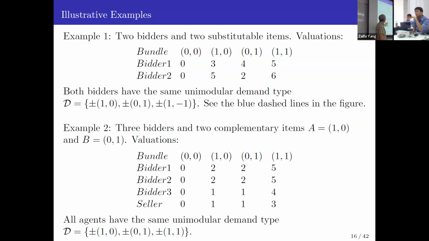So here we have still two atoms, and we have three bidders and the seller. So now you see the values. Okay, the values. So all agents regard atoms as complements. Actually, they all share the same unimodular demand type, plus minus (1, 0), (0, 1), (1, 1). Okay, let's look at the picture.